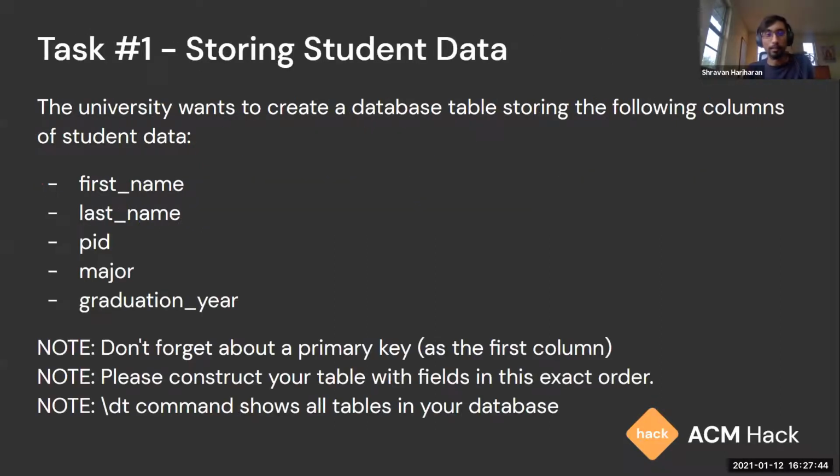So let me go ahead and explain this first task. Basically, we're going to be creating a student table. The university wants a way of creating a table storing the following columns. So here are all the columns we need to store: first name, last name, PID, major, and graduation year. So you are all going to create this table in our Postgres shell, and I'll show how to get to that Postgres shell. That's where we write all our queries. So here are the instructions for that.